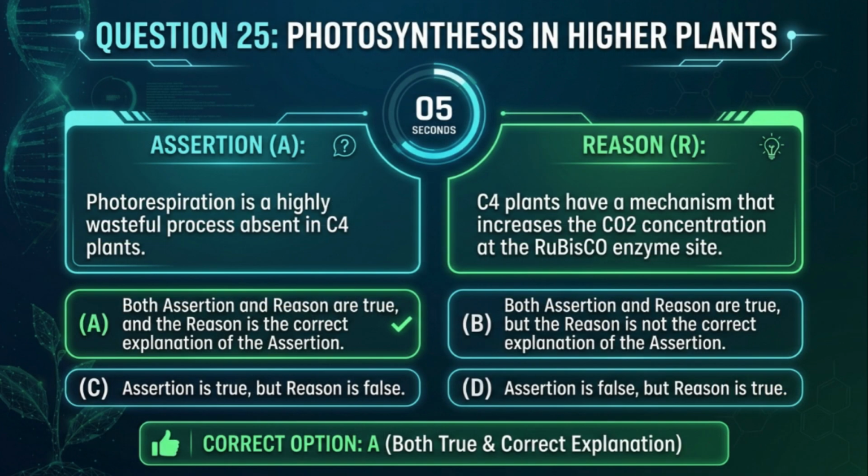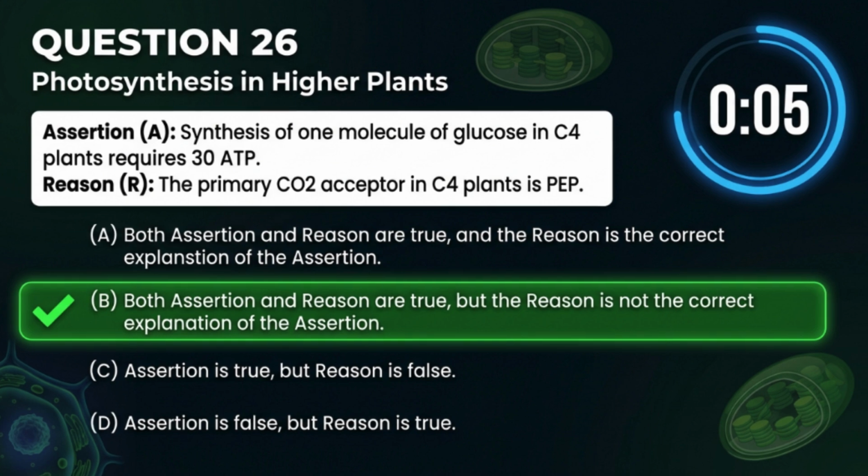Question 25. Photosynthesis in higher plants. Assertion A: photorespiration is a highly wasteful process absent in C4 plants. Reason R: C4 plants have a mechanism that increases the CO2 concentration at the rubisco enzyme site. 3, 2, 1. C4 plants completely avoid the wasteful process of photorespiration. Why? Because they concentrate CO2 inside the bundle sheath cells, ensuring rubisco only binds to CO2, not oxygen. Option is A. Question 26.